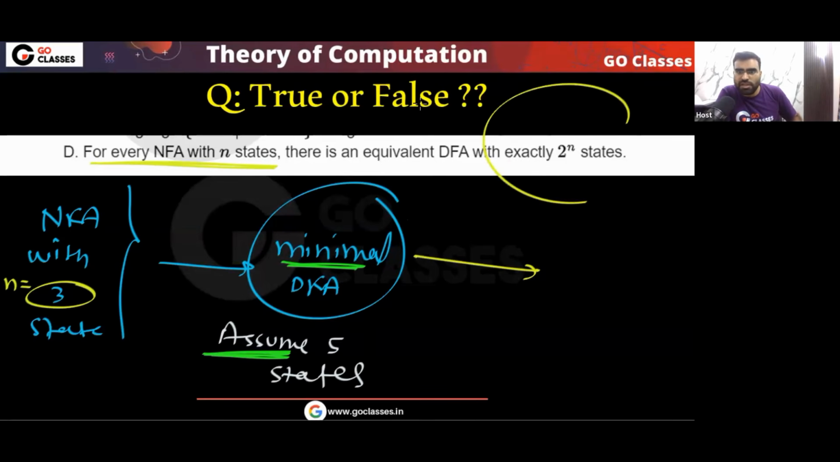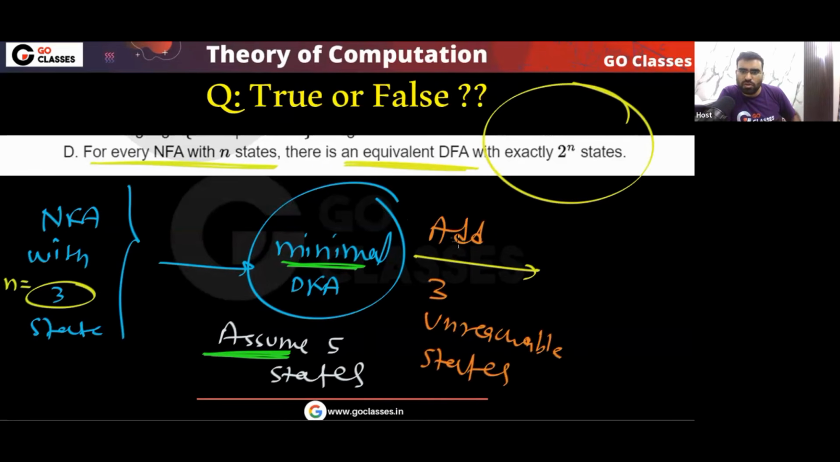Now, can you create a DFA with exactly 2 power n states? Yes, of course. What you need to do is add 3 unreachable states. Yes or no? Add 3 unreachable states. What will you get? You will get an equivalent DFA with exactly 8 states.